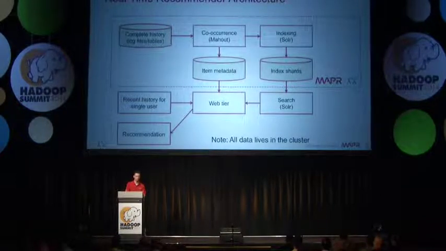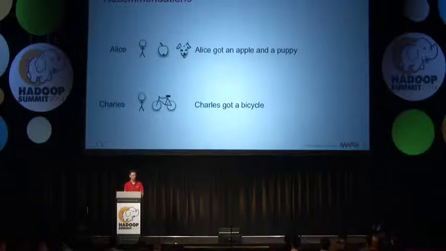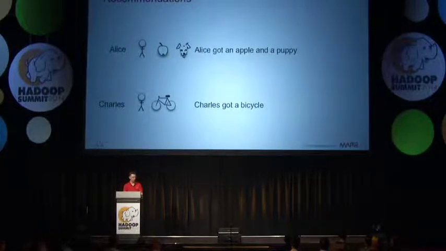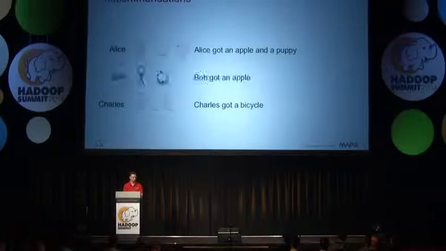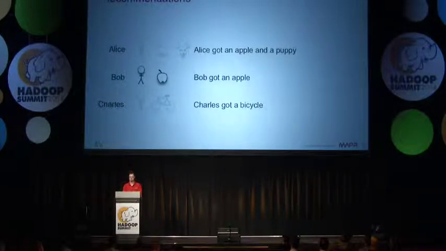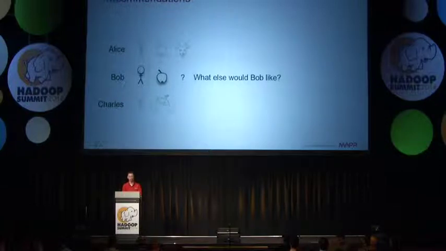And then you have a web tier, and whatever online behavior, via the recent history for a single user, comes in. Solr is then used to essentially find matching items and serve them out via the web tier, coming up with a recommendation. So how does that look? Coming back to a concrete example, let's say we have Alice, and Alice got an apple and a puppy, and Charles has got a bicycle. Now Bob comes along and got an apple as well. So what else would Bob want to buy or see?